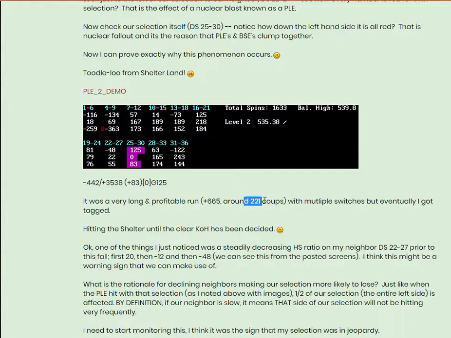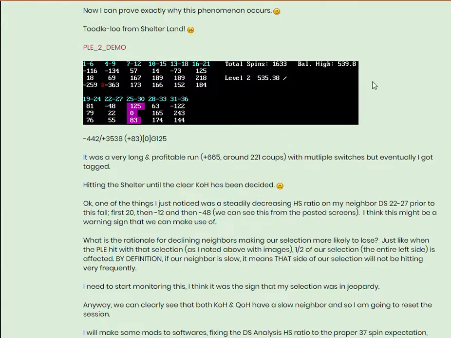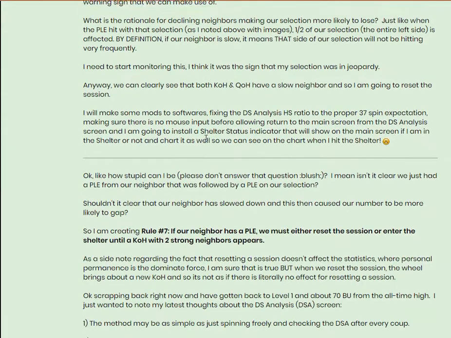And then I point out how I had 221 coups without a loss. This was plus 665 in base units profit. This is a practical example of using the phenomenon to make money. And this is 6.6 times greater than expectation, the performance. Oh, I'm sorry, no, that's not right. It's 2.2 times expectation, and this is the profit that it generates. Let me see if we continue the session.